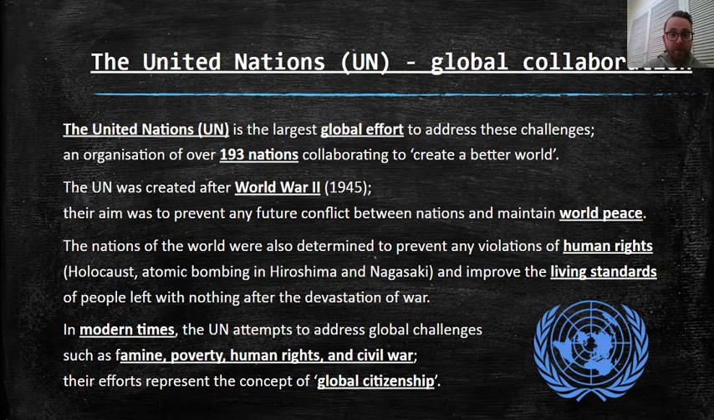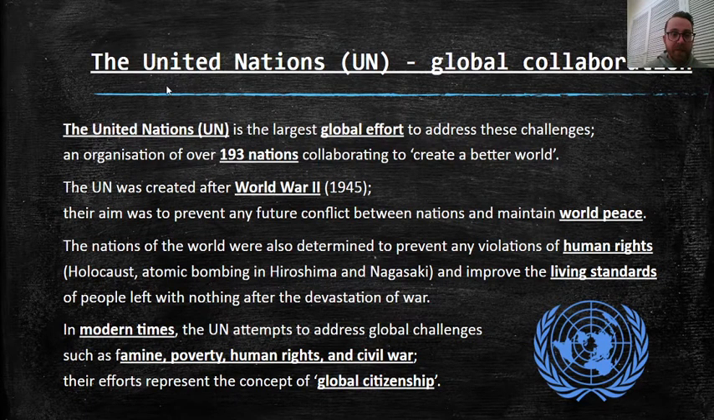So, now that you've got a nice list of all the problems in the world, let's start looking at solutions. So one of the largest global efforts to address global challenges was the creation of the United Nations. So the UN was an organization, or still is an organization, of over 193 nations collaborating to create a better world. The UN was created after World War II in 1945, which you guys learn about in Year 10 history.